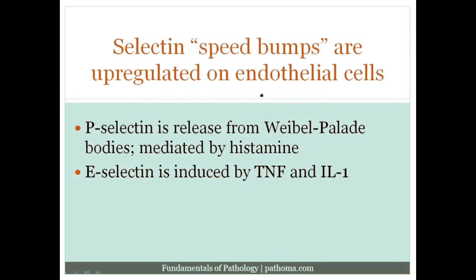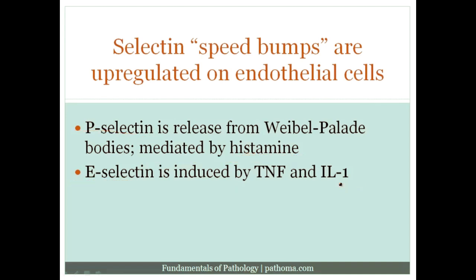Anyway, P-selectin gets upregulated, and this upregulation is mediated by histamine. At the same time, E-selectin production is induced by TNF and IL-1. So I'm sorry, and it's unfortunate, but you do have to remember that E-selectin is induced by TNF and IL-1, and that's sort of one of those things that we have to memorize. And I hate memorization, but we do have to memorize that. So this is the mechanism by which selectins get upregulated on the endothelial cells.